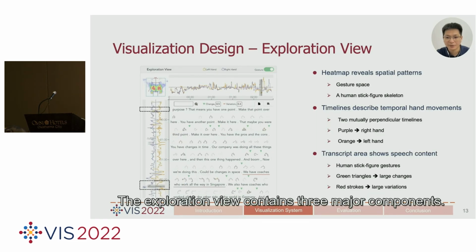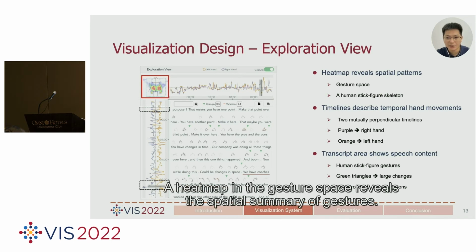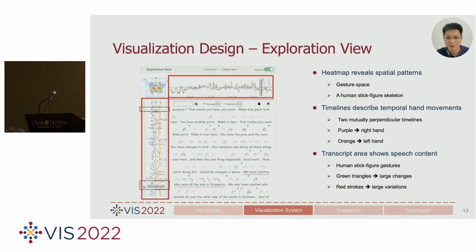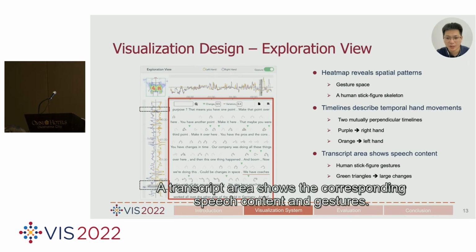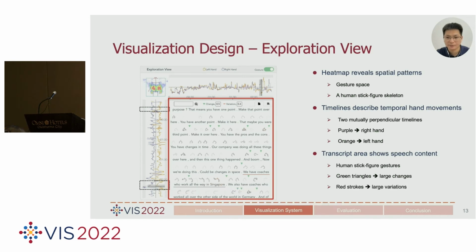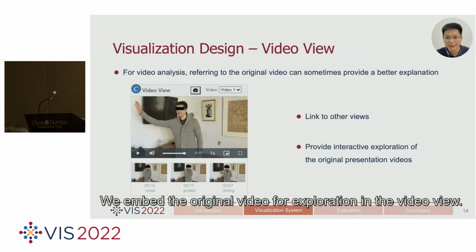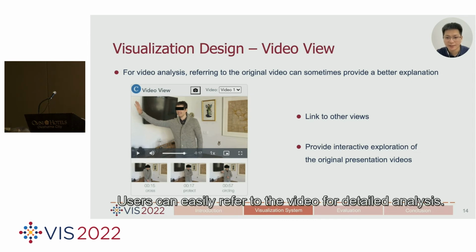The exploration views contain three major components. A heat map in the gesture space reveals the spatial summary of gestures. Two mutually perpendicular timelines uncover the temporal distribution of gestures. A transcript area shows the corresponding speech content and gestures. We embed the original video for exploration in the video view. Users can easily refer to the video for detailed analysis.